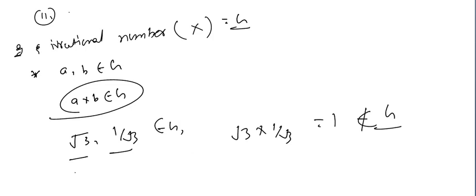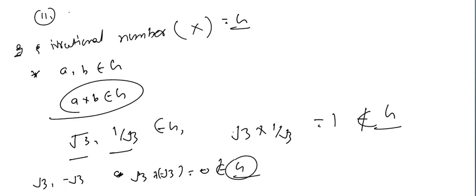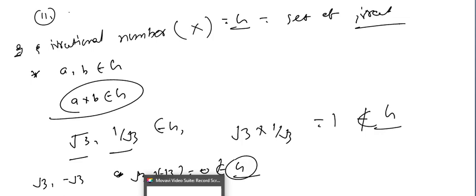Similarly, under addition, it will also not form a group, because if you take root 3 and minus root 3, both are irrational numbers, but on addition, root 3 plus minus root 3, it will become 0, which does not belong to set G. That is, G is nothing but the set of irrational numbers that I have taken. So irrational numbers do not form a group under addition or multiplication.